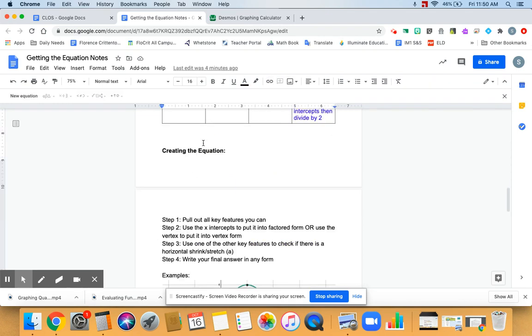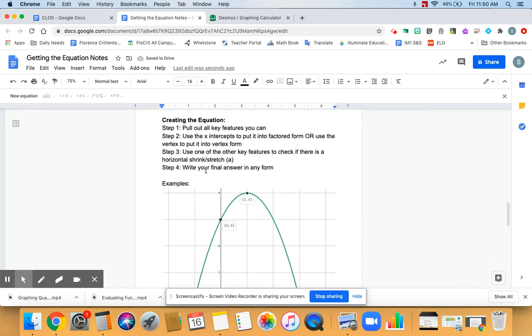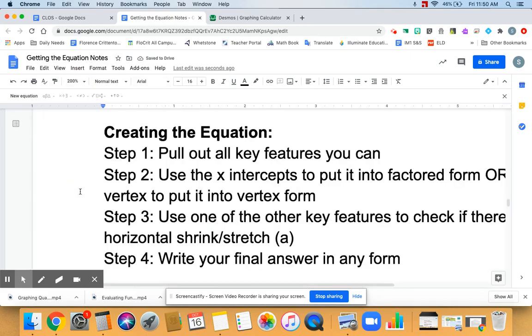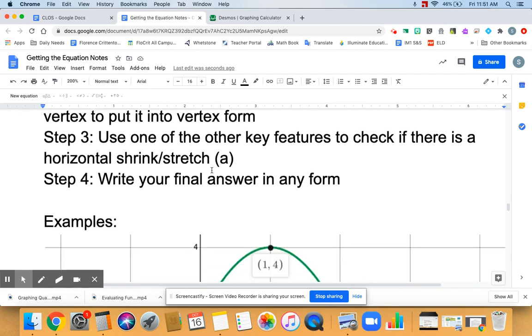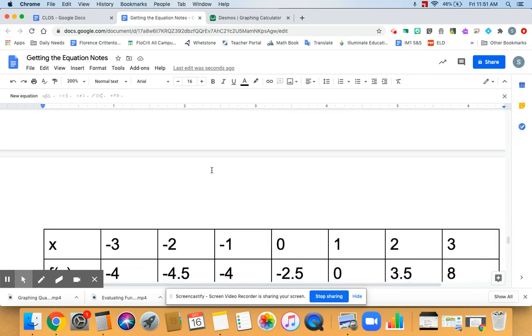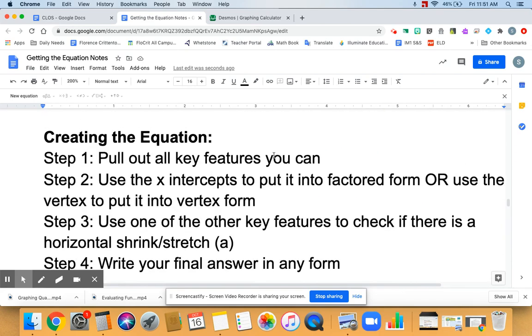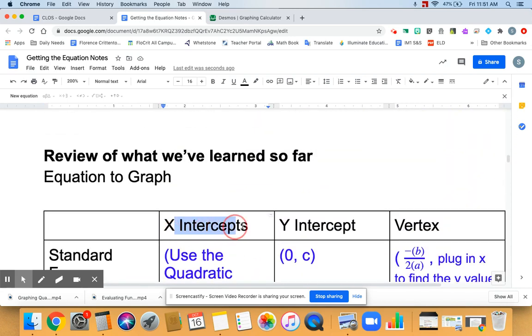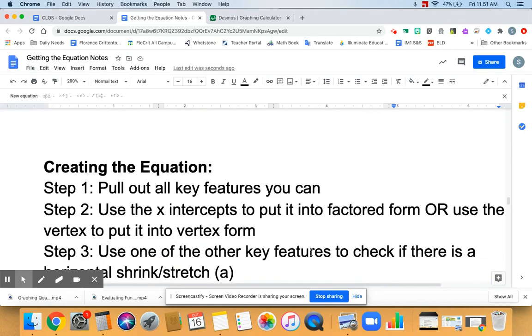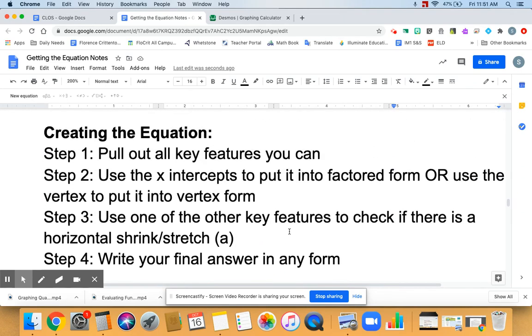So let's talk about how we create the equation. Here are the basic steps, and I'm going to show you a ton of examples. So step 1, you're going to pull out all the key features you can. So if you're in a graph, table, or a situation, you're going to try to pull out every key feature you can. You don't know how to pull out the A yet, the horizontal stretch, but you can figure out if you can find the x-intercepts, the y-intercepts, or the vertex in these things. So that's step 1. So we're going to do step 1 for all 3 first.